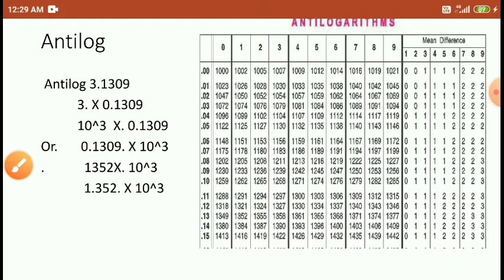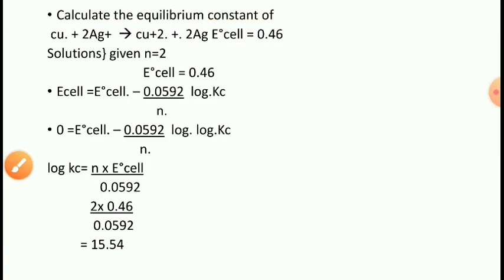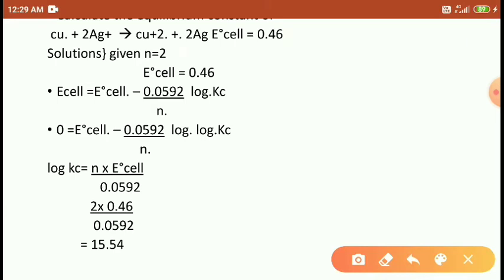Understood, students? Next, calculate the equilibrium constant. Copper atom turns into copper ion and the silver.